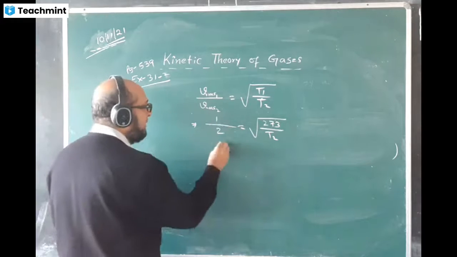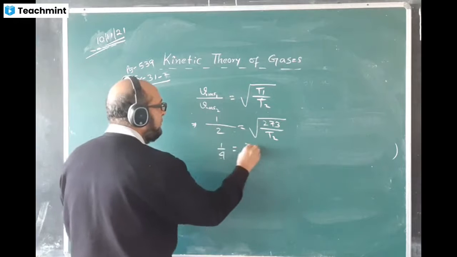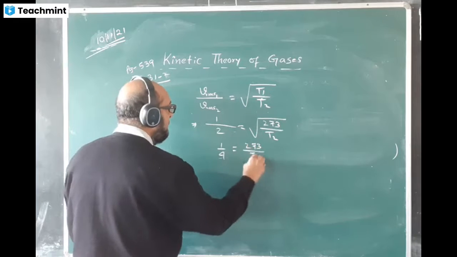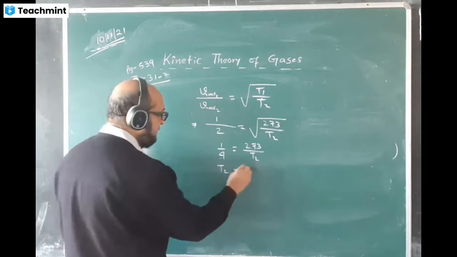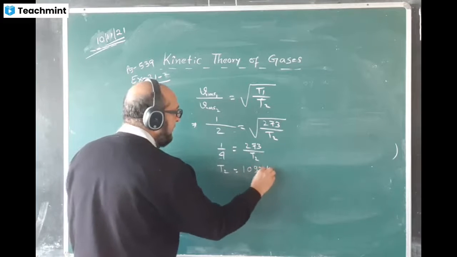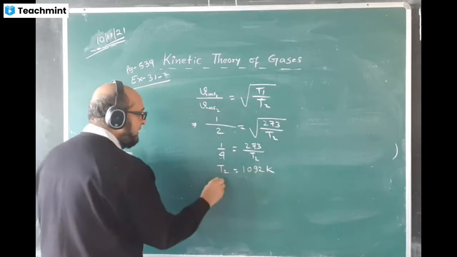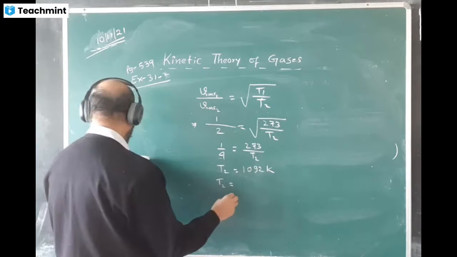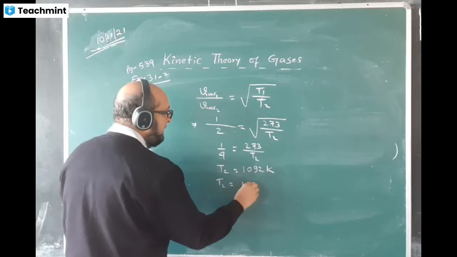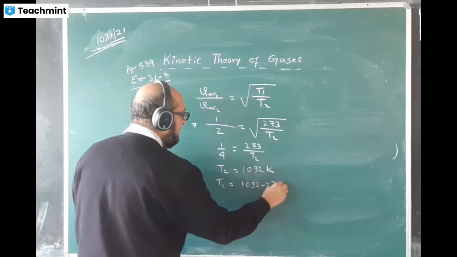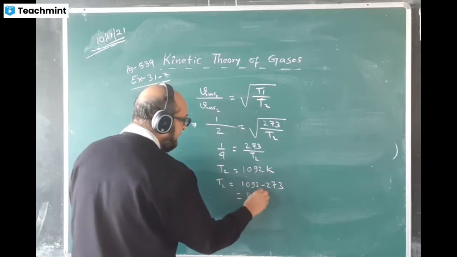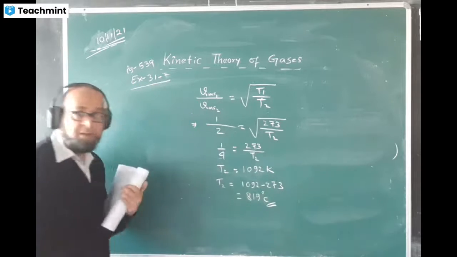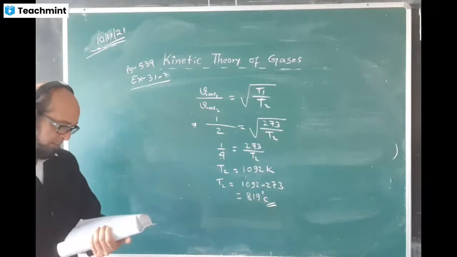You can square both the sides, it becomes 1 by 4 is equal to 273 by T2. T2 value is coming, cross multiplied, 1092 Kelvin. You are changing in degree Celsius, so the answer will come 1092 minus 273. The answer comes 819 degrees Celsius.